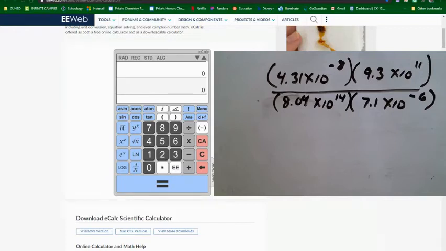Hey all, I just wanted to take a minute and show you guys how to use a scientific calculator. This is the one that I have provided you with a link. It's free and it's easy to use, but there is a specific way that I want you to make sure you use it. Now, here's an example of a problem that you may come across.